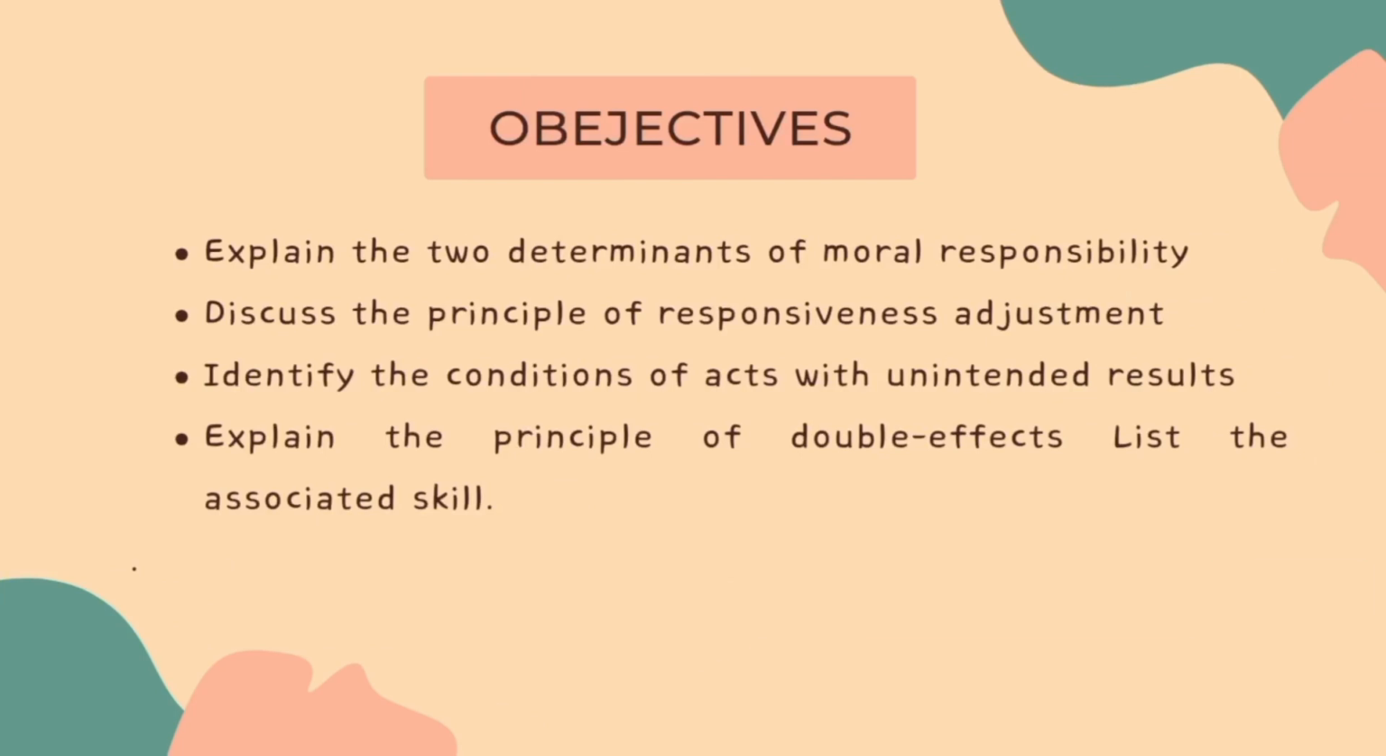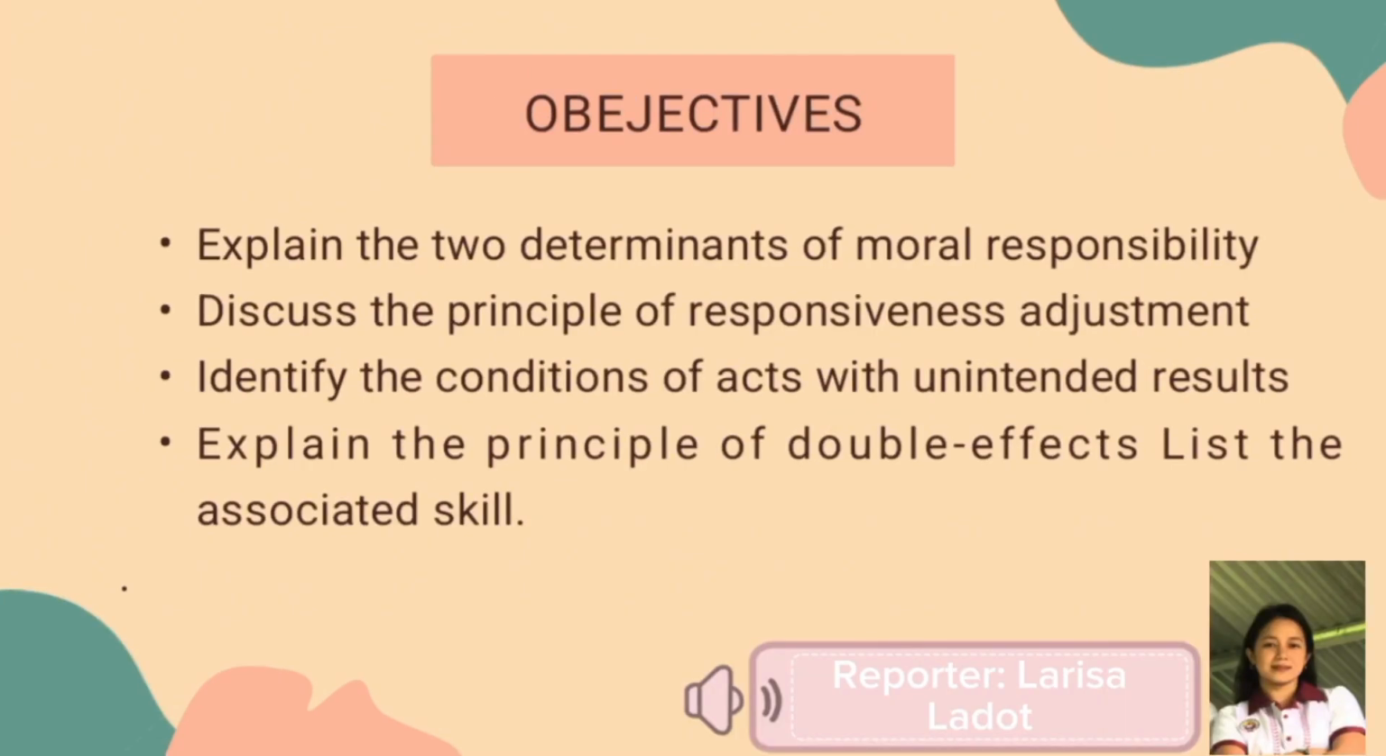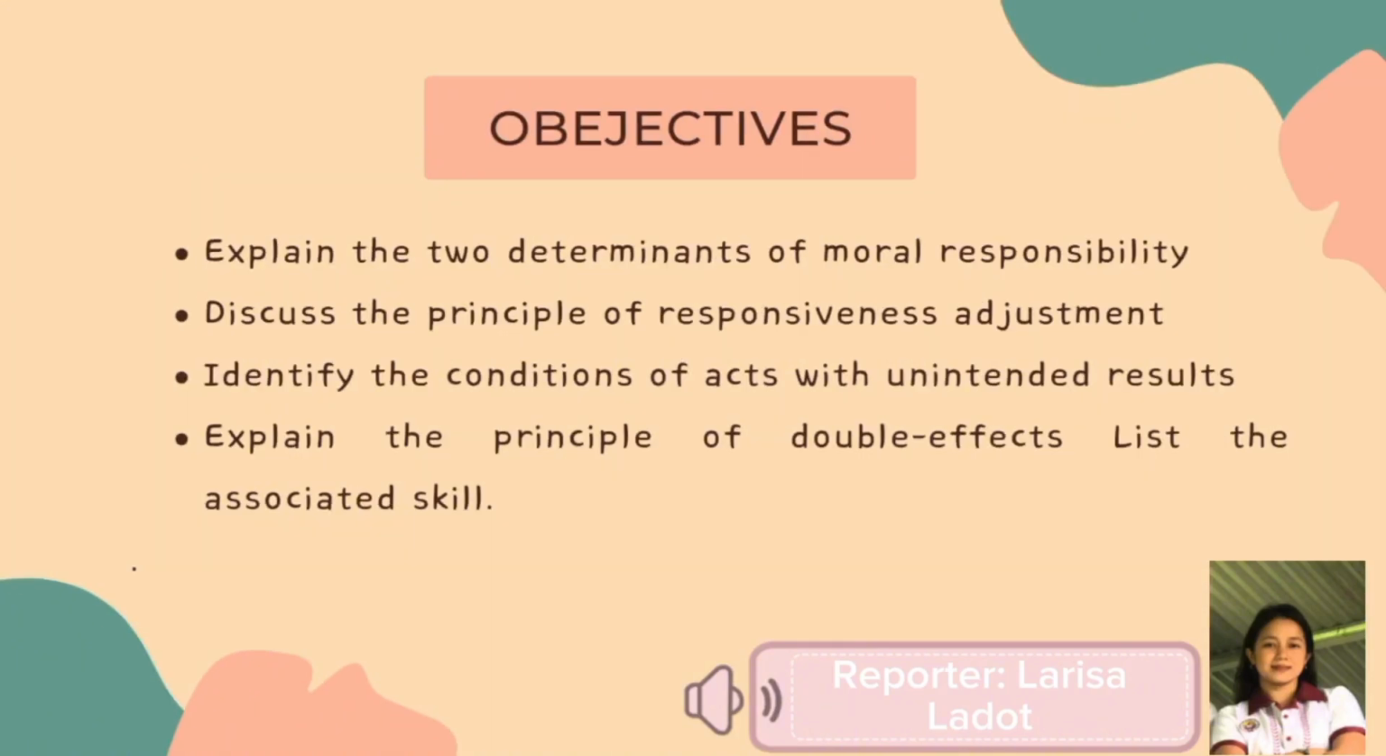Objectives. First, explain the two determinants of moral responsibility. Second, discuss the principle of responsiveness adjustment. Third, identify the condition of acts with unintended results. And the last, explain the principle of double effect and list the associated conditions.